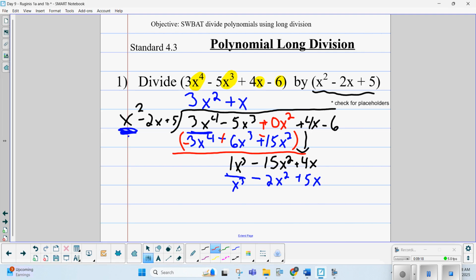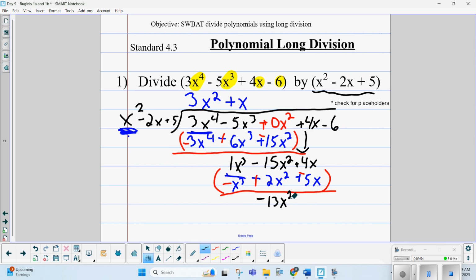All right. Now we're just repeating that, so we're going to subtract. Again, we'll take that negative and distribute it in. So x cubed becomes negative x cubed. Negative 2x squared becomes positive 2x squared. And 5x becomes negative 5x. Get rid of this, and we'll combine them up. So x cubed and negative x cubed cancel. Negative 15x squared and 2x squared becomes negative 13x squared.